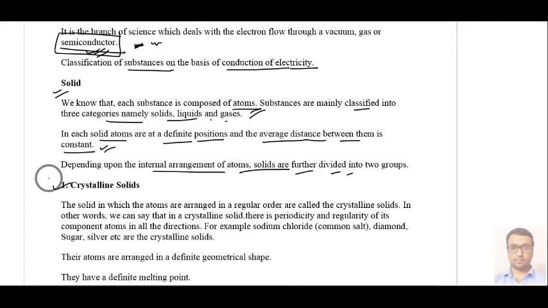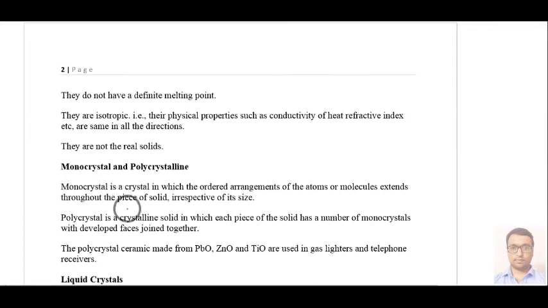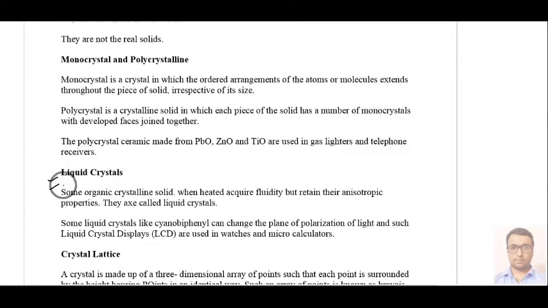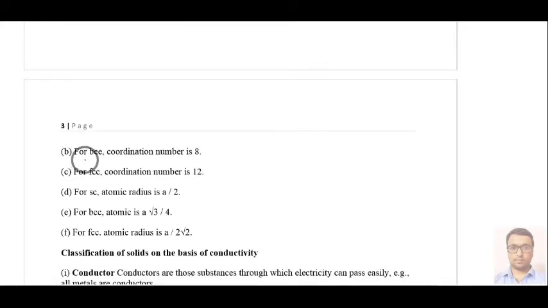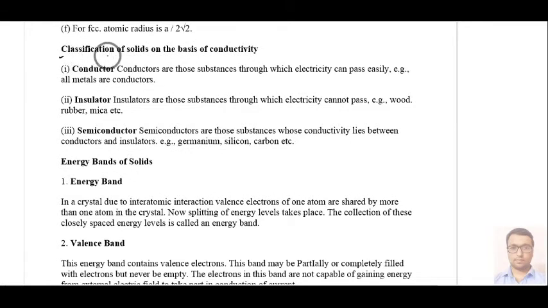Like we have crystalline solids, after that we have amorphous solids. And similarly we have monocrystal or polycrystal. After that we have liquid crystal solids. This classification you have already done in your solid state chapter of class 12th chemistry. Like in the solid state chapter you must have learned all such geometries like FCC, SC, BCC. All these crystal structures you have learned. So basically in this chapter we will focus on classification of solids on the basis of conductivity.